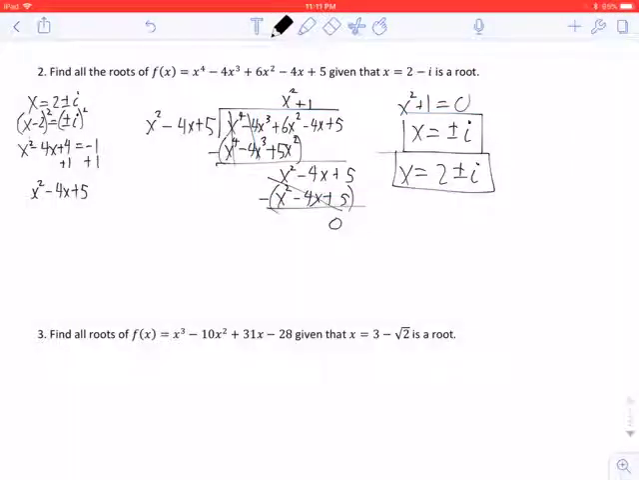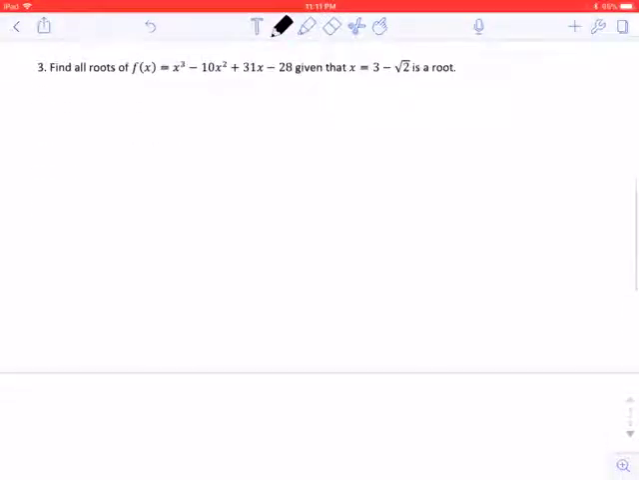Okay, so then this last example, same idea, except now instead of being given a complex root, we're given an irrational root, but we can use exactly the same process. So we got 3 minus root 2, which also means that 3 plus root 2 is a root. So we have 3 plus or minus root 2. And subtracting 3 gives us x minus 3 equals plus or minus square root 2.